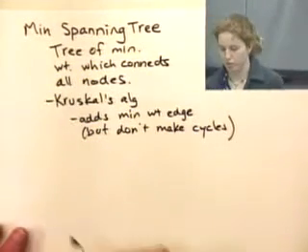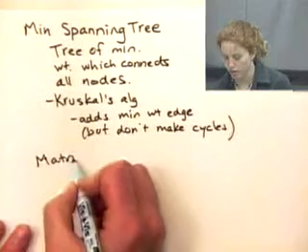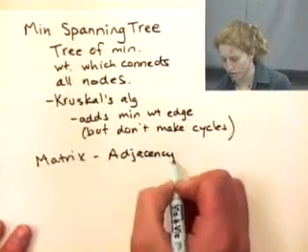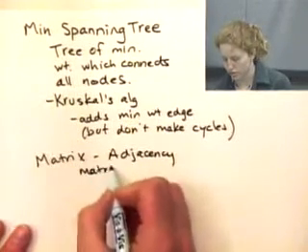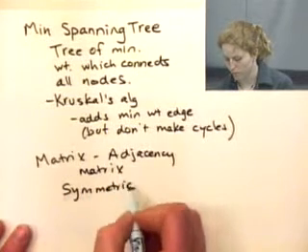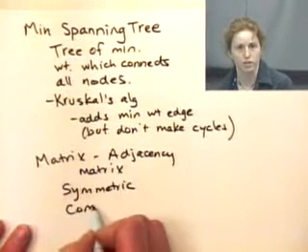Okay, we have our matrix representations for graphs. So that was an adjacency matrix. And it was symmetric. And it's a good computer representation for a graph.